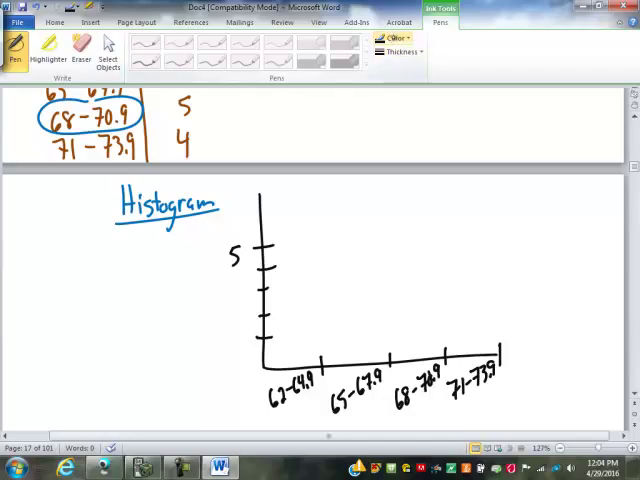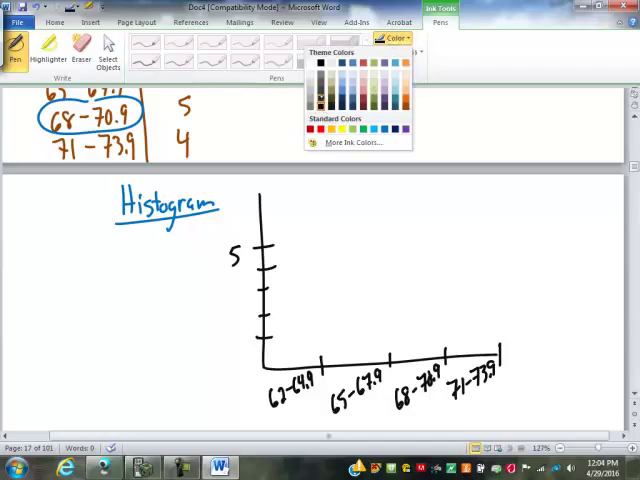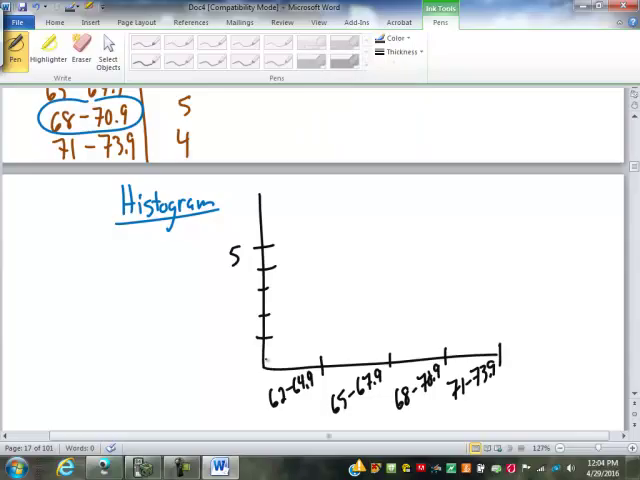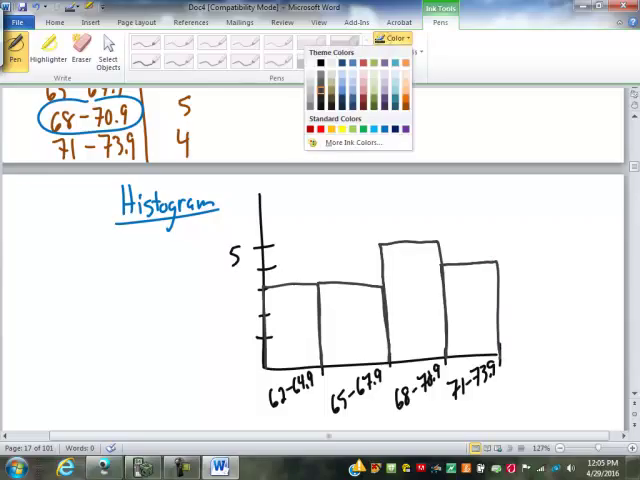You're going to notice something a little bit different about how I make these bars. So 62 to 64.9 was 3. 65 to 67.9 was 3. 68 to 70 was 5. And 71 is 4. You'll notice the bars here are made tight together, which is done for a very specific reason.